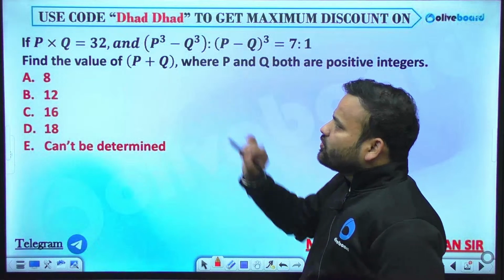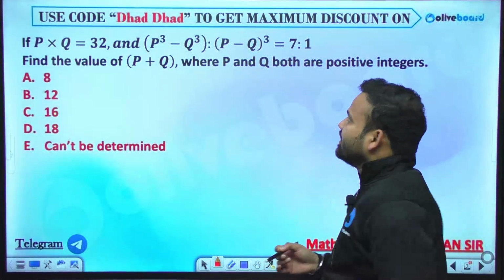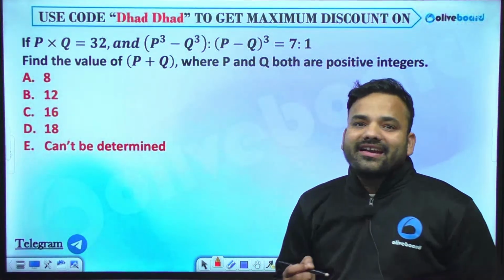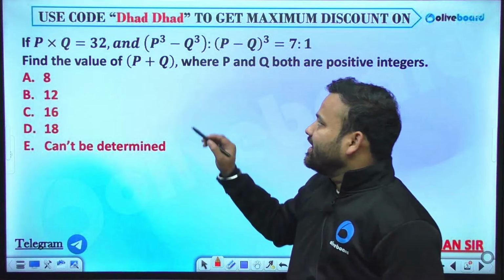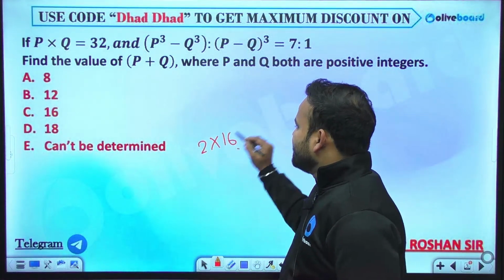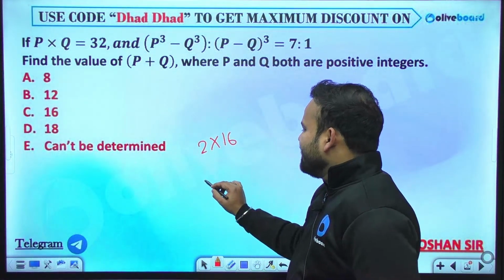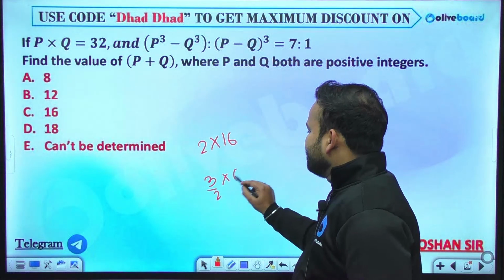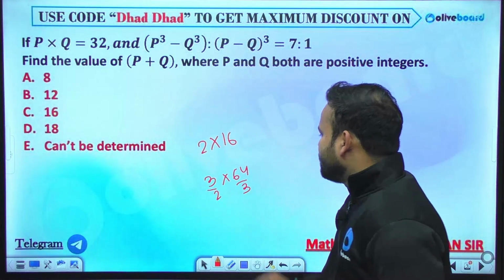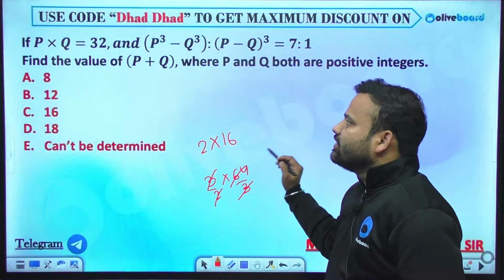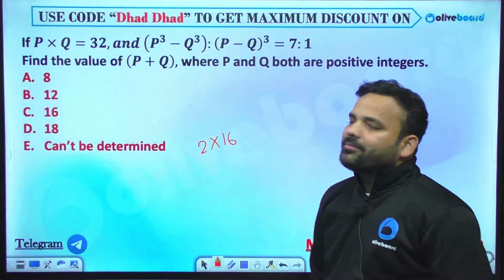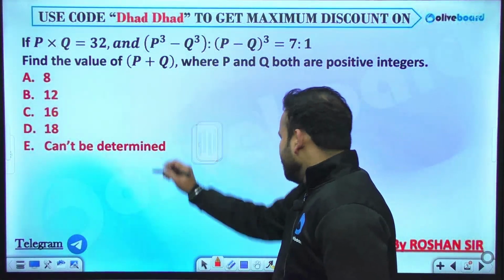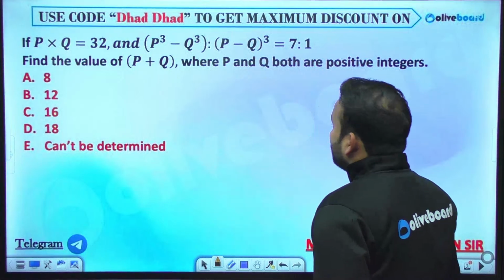So P into Q is 32. Any number can be there. It's not written that P and Q both are integers. It's not like P and Q are 2 into 16, that is 32. It's not mentioned. It can be written in the form of, let's say, 3 by 2 times 64 by 3. Even that can be there, because the 3 gets eliminated and this is 32. So it's not mentioned that P and Q are proper integers. Clear? So let's see what the approach to this question is.